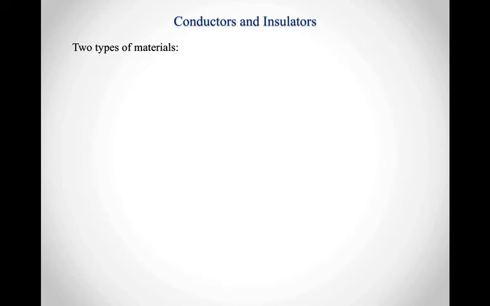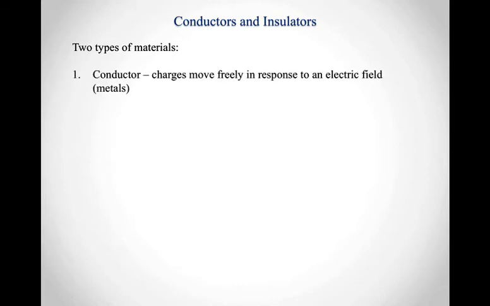So when we talk about the properties of materials, there are two types of materials. There's a general rule that we'll focus on initially. One of those is conductors. And so a conductor is a material in which the electrons can move freely in response to an electric field. And the best example we have for conductors are metals.